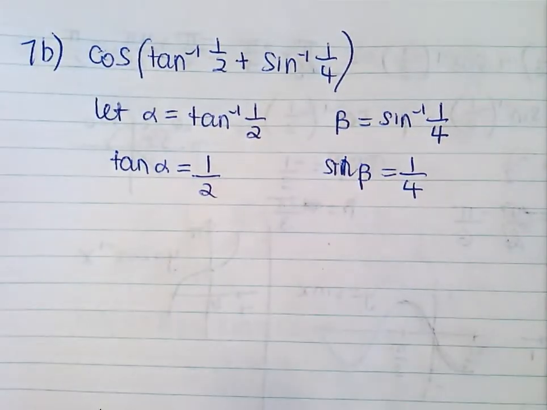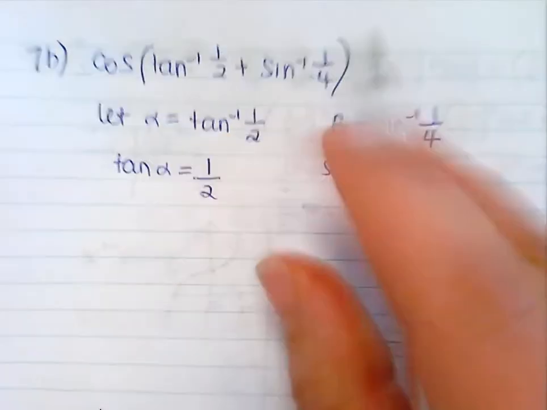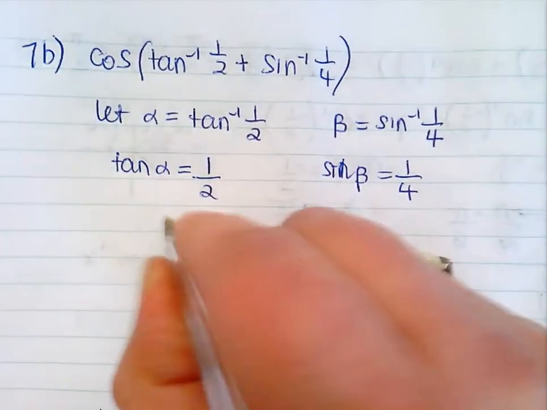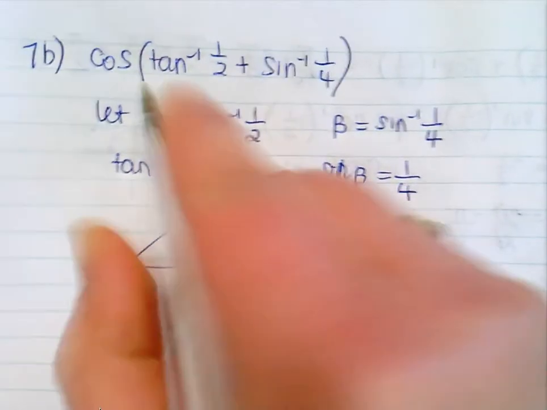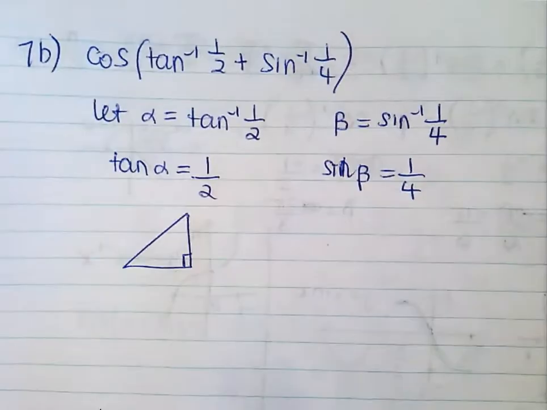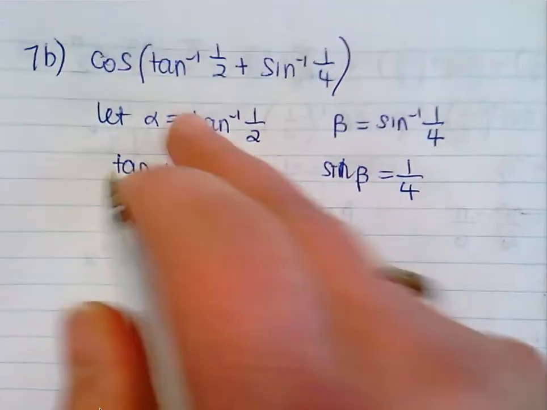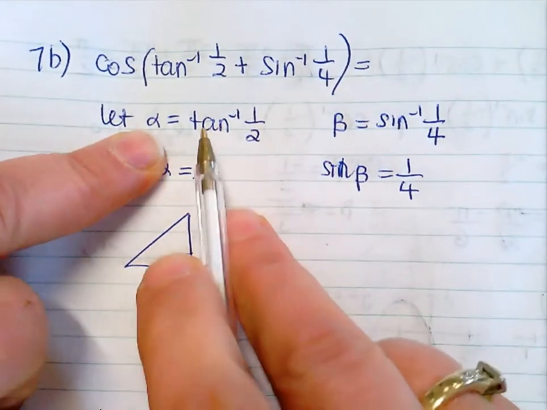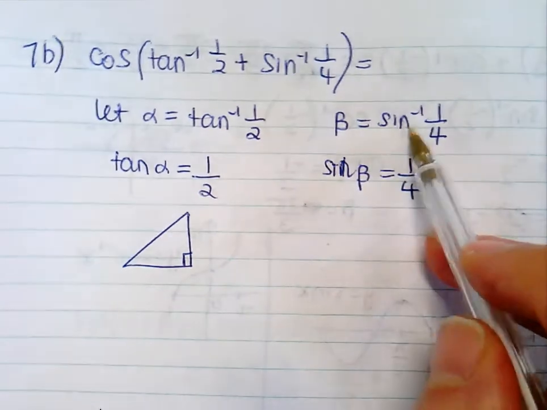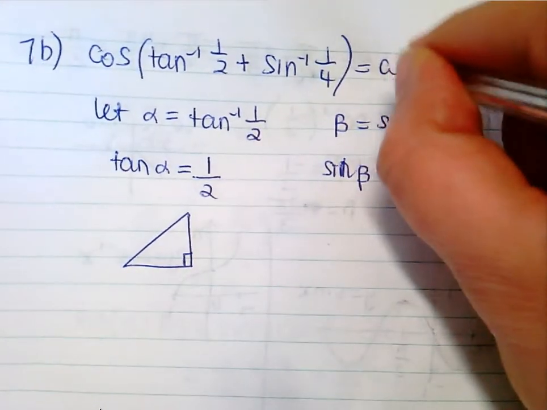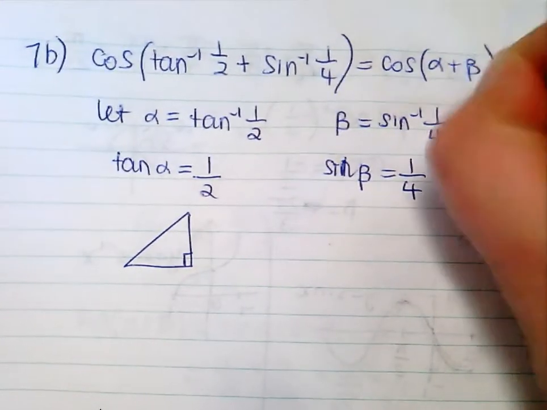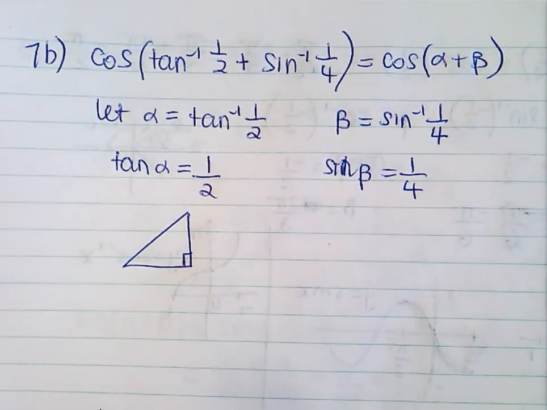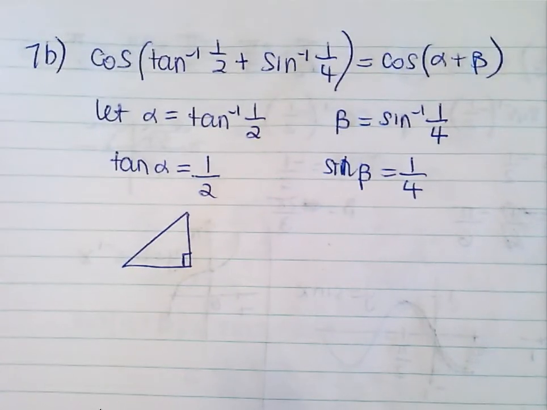Let's just, yes, we are going to need cos and sine, I believe. Yes, because it's going to be cos of alpha plus beta. If we let alpha be inverse tan of 1/2, and beta is the inverse sine of 1/4, this question's becoming cos of alpha plus beta. Do you get that? Which is cos alpha cos beta minus sine alpha sine beta. So I'm going to need sine alpha, cos alpha, cos beta, sine beta.